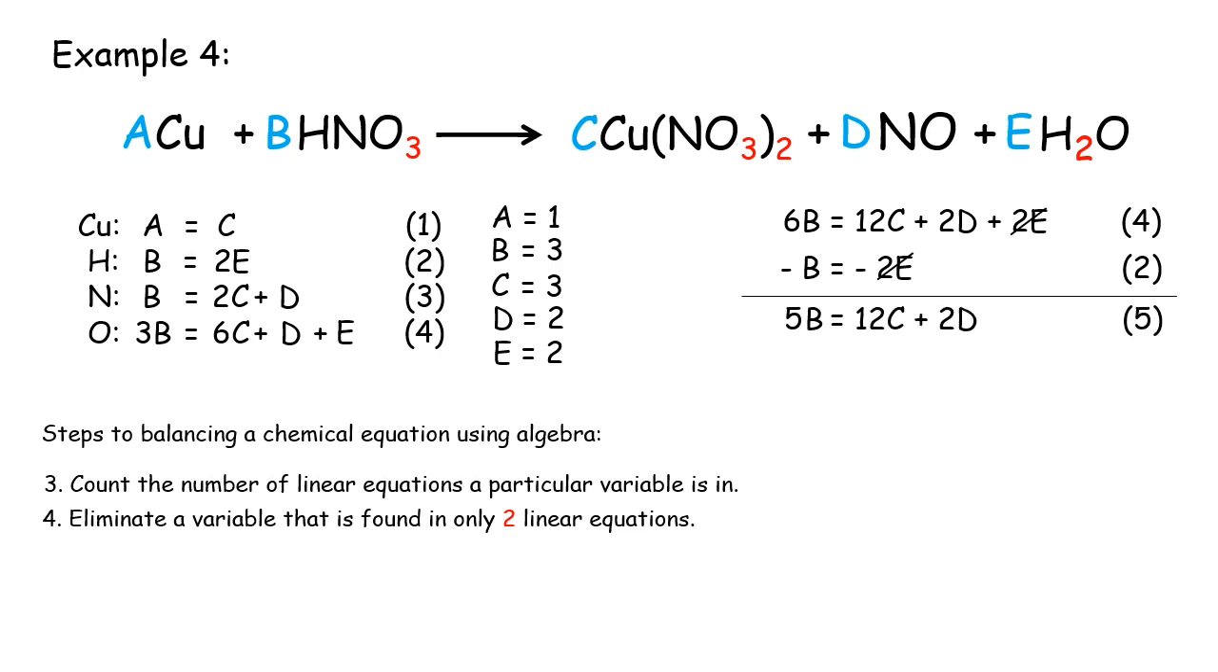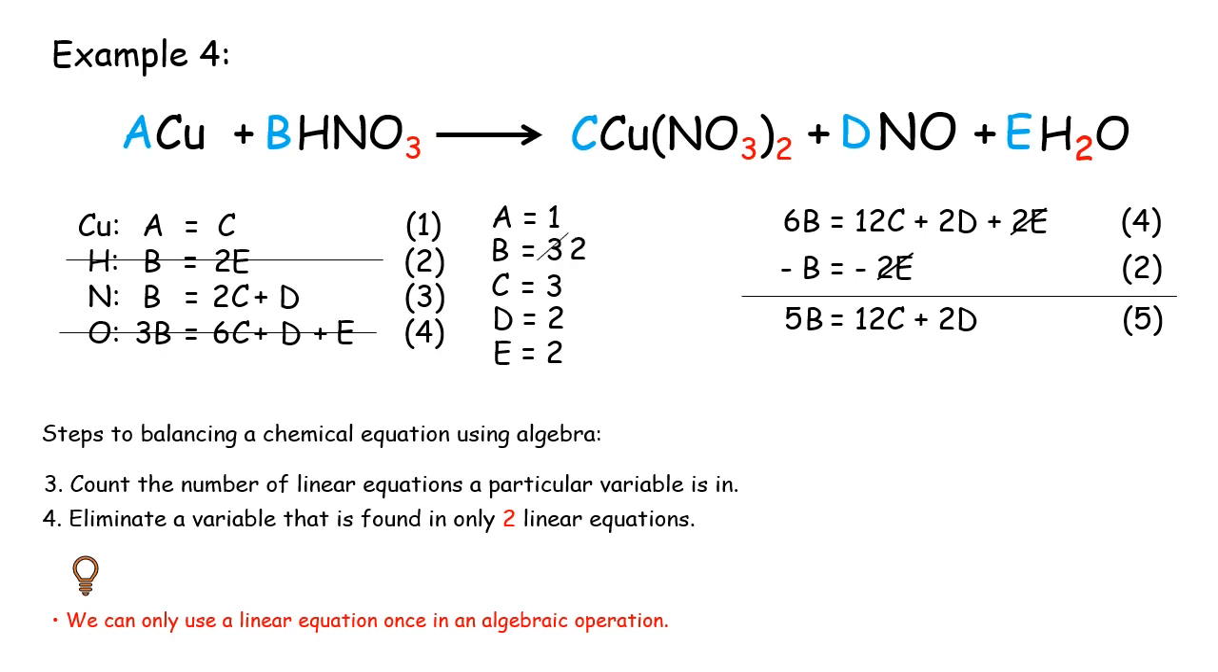Always remember, we can only use a linear equation once in an algebraic operation. We can therefore cross out equation 2 and 4 from the list. After each elimination process, also remember to update the counts for the variables. The new count for b is 2. It is present in equation 3 and 5. Since we have already eliminated the variable e, we can cross it out from the list. The count for the rest of the variables remain the same.